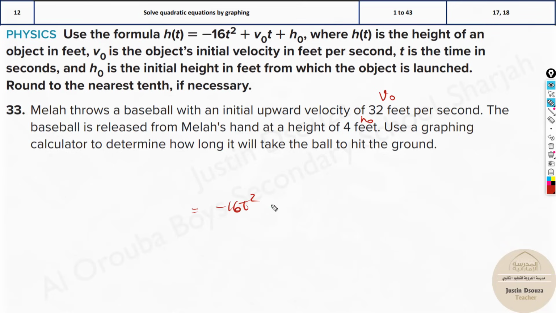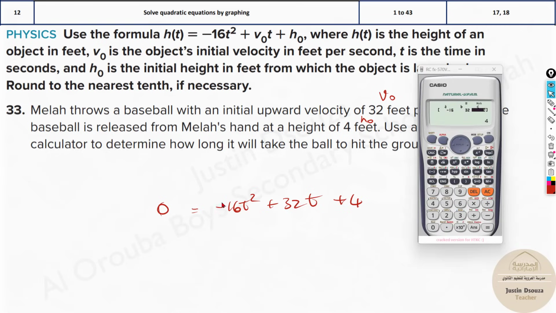Minus 16t squared plus V0, initial velocity is 32, t, plus height is 4. And it wants what? To hit the ground. When it hits the ground, what is the height of the object? It's 0. This is the equation. Now we have to just solve this up. Use your calculator, solve it up.